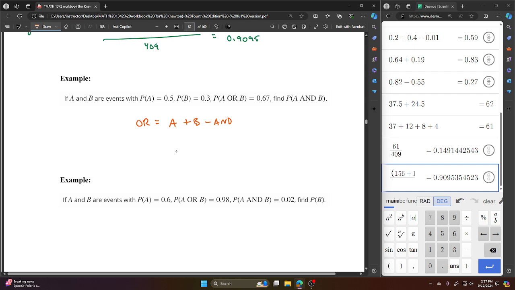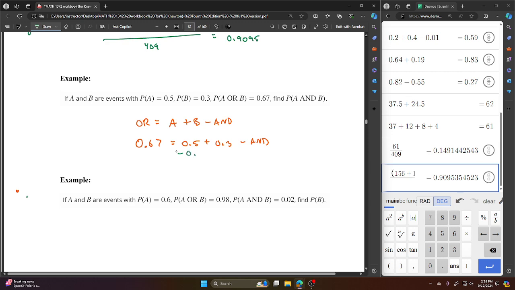What number? 0.67, very good. What's A? 0.5, awesome. B is? And then I'm looking for the AND, right? That's what they're looking for. I need to solve for the AND in a way. How can I do that? What would you do? Have you done algebra in a while?